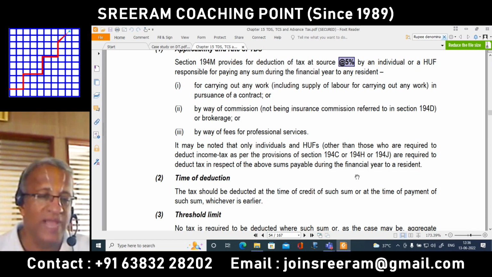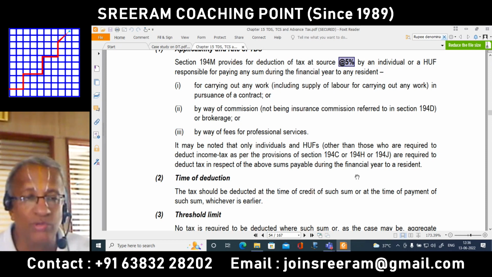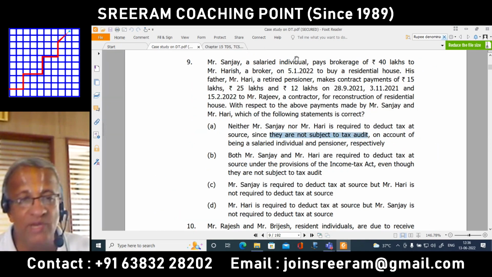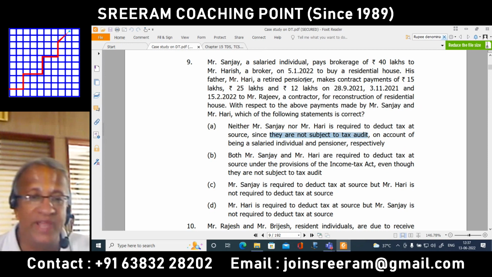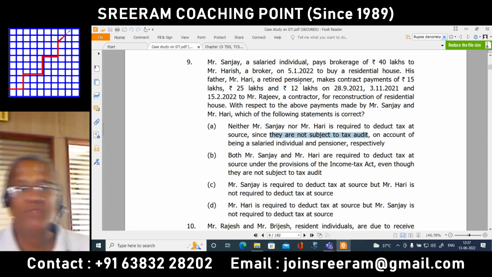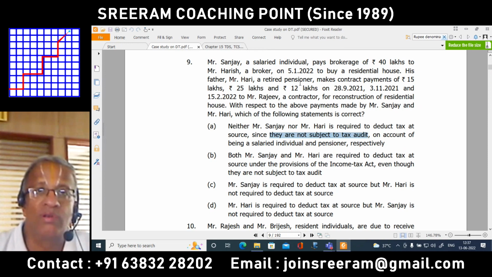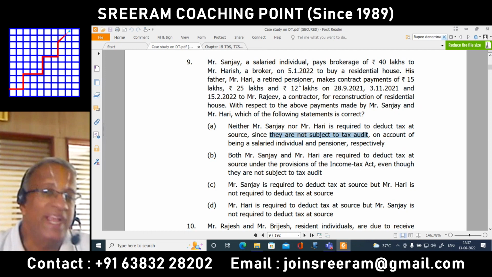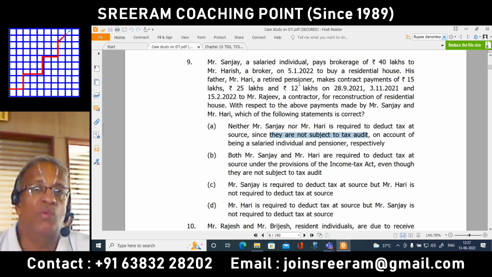They are required to deduct tax in respect of the above sums payable during the financial year to a resident. So that is the reason why you find they have mentioned that this person is a salaried individual and Hari is a retired pensioner. So therefore, these payments will not come under 194C, H, and J. So therefore, we have got to search for 194M for the same title of payment when they are not coming under PGBP. So quite naturally, 194M got introduced very recently.